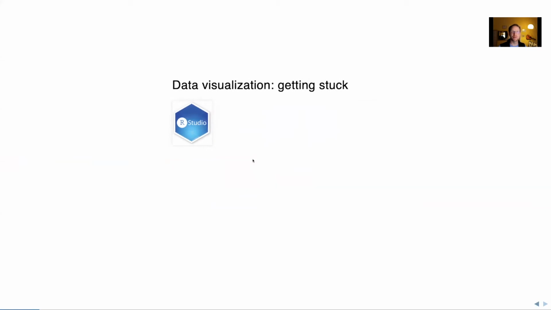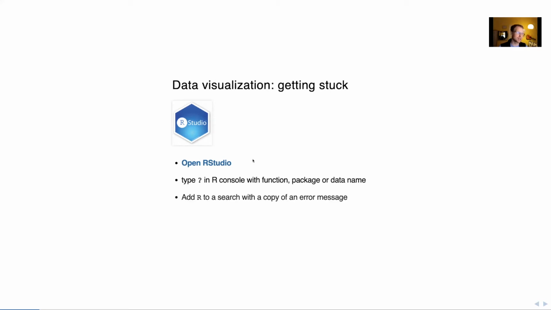So the most important thing really is to think about how to move forward when you're getting stuck. You can reach out to us, of course, reach out to your colleagues. You can also just type a question mark in the R console together with the function, package, or data name that you're working on. You can add R to a search with a copy of an error message. And you can use the cheat sheets that are available in your RStudio interface under Help, Cheat Sheets, Data Visualization with ggplot2.